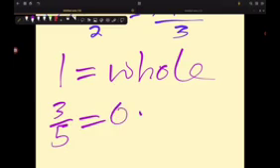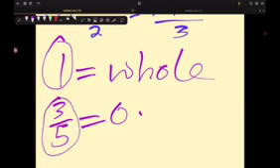So it is not up to 1. This 3 over 5 is not up to this 1. So it's a fractional part. 1 over 2 is half of 1.